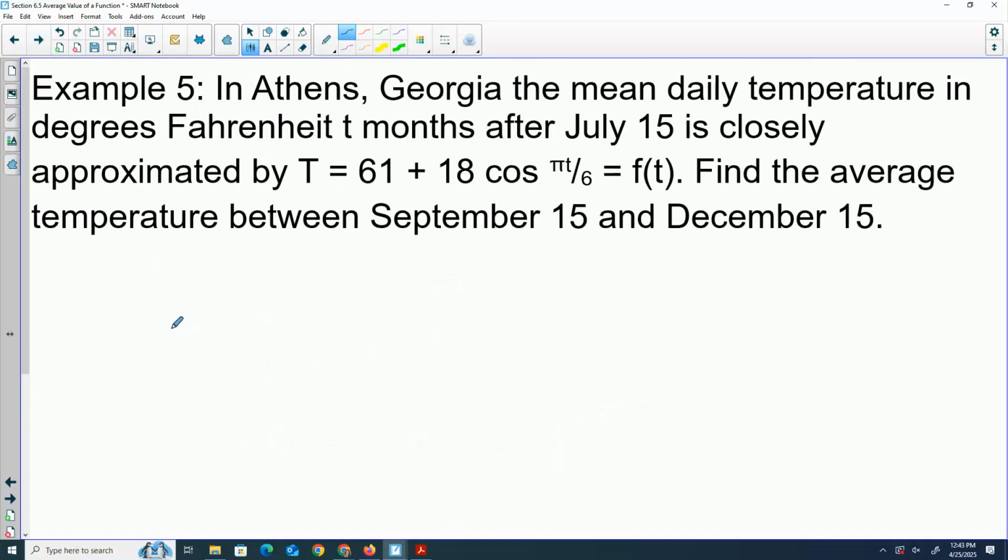Let's do a couple more. In Athens, Georgia, the mean daily temperature after July 15th is closely approximated by this equation. Find the average temperature between September 15th and December 15th. So, for average, we have to integrate.